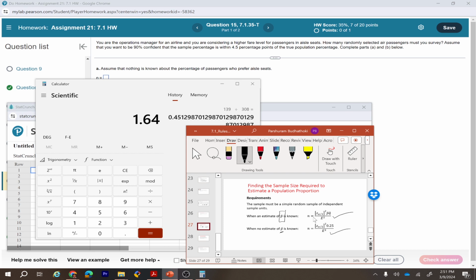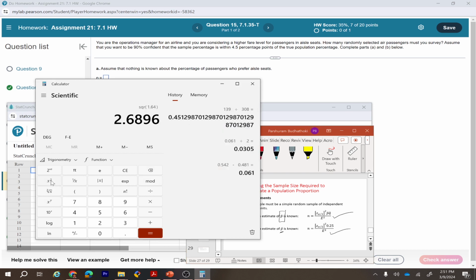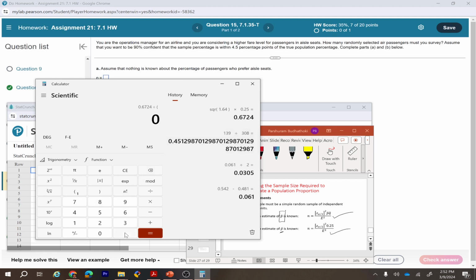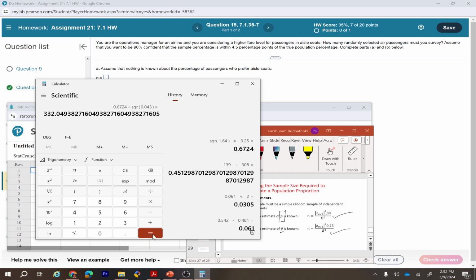And now what's the formula for finding the sample size? Z-score squared. So I'm going to take the square of this number times 0.25 and then divide this number by the square of the margin of error. The margin of error is 4.5 percentage points. So what does that mean? That means the margin of error is 0.045. That's 4.5 percentage points. Square of that number, and hit enter.